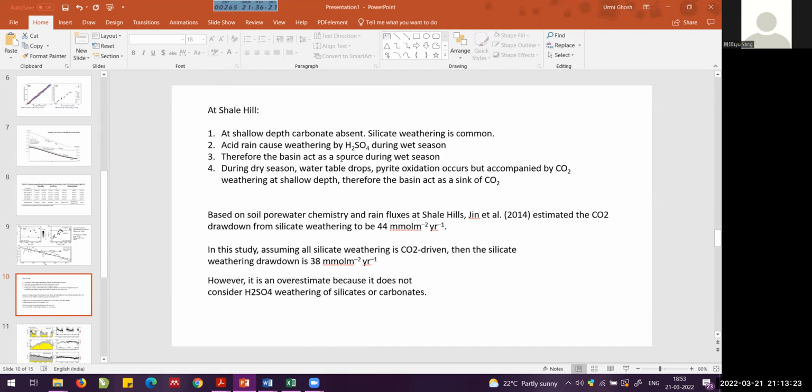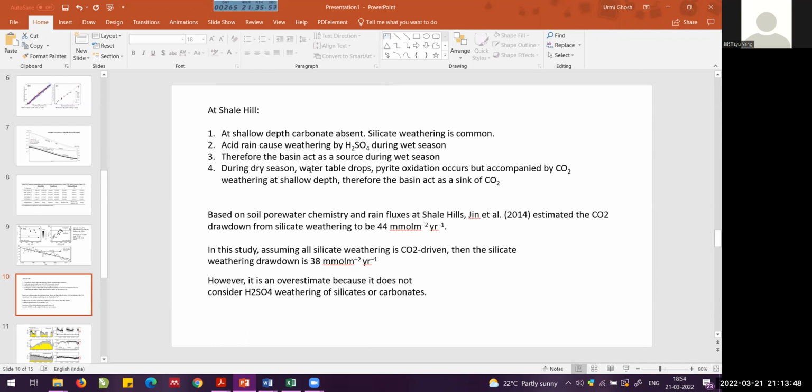So what they have found is, during the wet season, the influence of acid rain is more. Because carbonate is absent at shallow depth, most weathering is occurring by silicate minerals. Therefore, during the wet season, the basin acts as a source, that is, more carbon dioxide is released into the atmosphere during the rainy season.